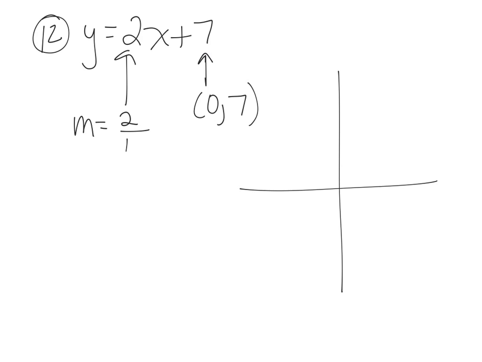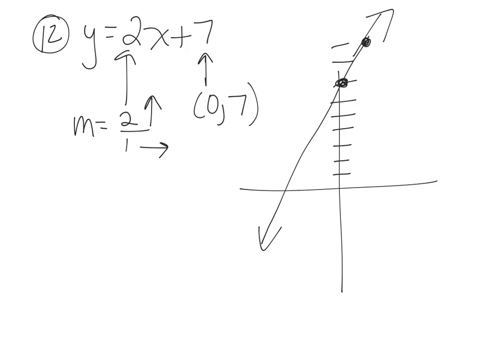So you're going to plot a point at 0, 7. And then from that point, you're going to go up 2, to the right 1. Like that. That's your line. That should be pretty quick and easy. Not too hard to do.